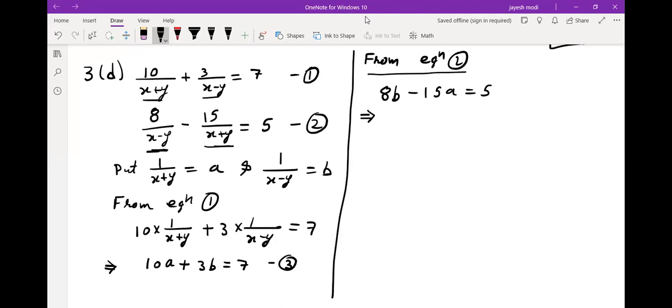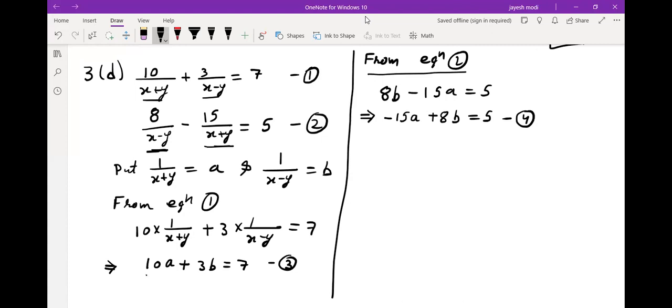Okay. So 8b minus 15a equals to 5. So minus 15a plus 8b equals to 5. This is equation number 4. Okay. Now solve them using any one of the two methods, elimination method or substitution method. But substitution method is useful only when the coefficient of a or b is 1 in any one of the equations, which is not here, right? So we will use elimination method.